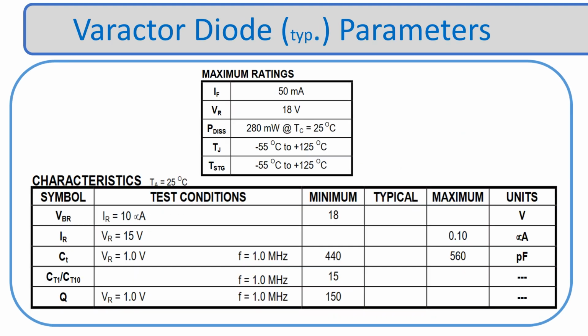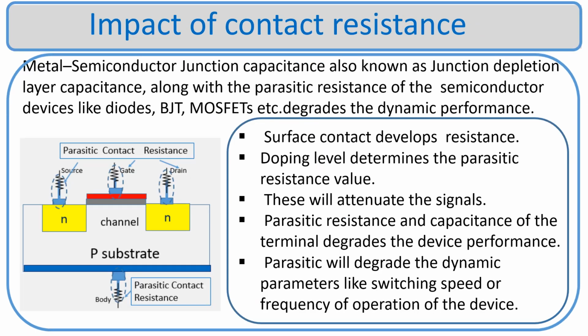Table shows varactor diodes data sheet indicating maximum ratings and electrical parameters. Varactor diode is operated in reverse bias condition and the data sheet indicates reverse leakage current, breakdown voltage. It also indicates the assured maximum to minimum capacitance variation ratio, minimum capacitance value, the Q factor, etc.